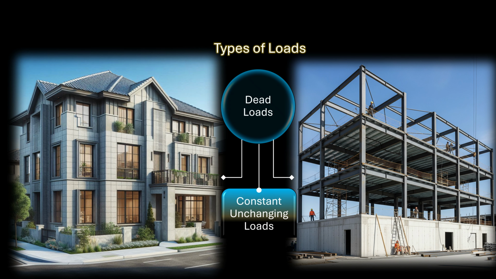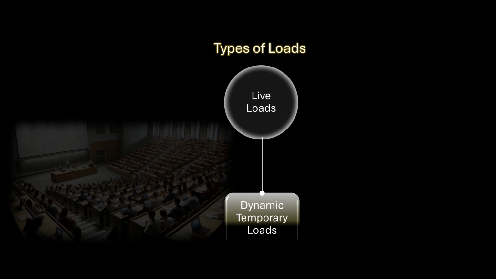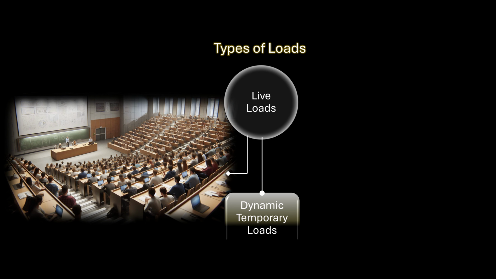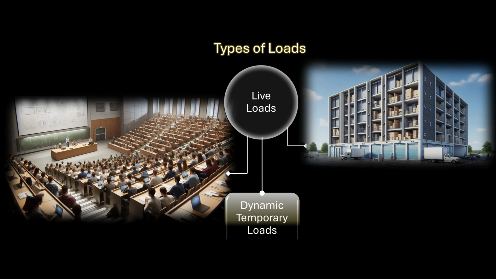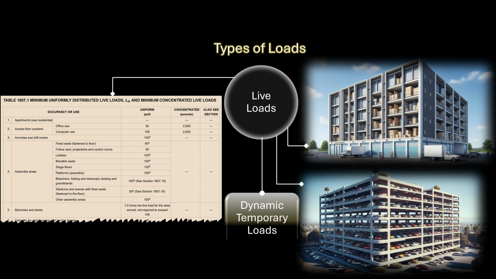In addition to dead loads, we have live loads, which are the dynamic, temporary loads from occupants, furniture, or vehicles. Live loads vary by building use. There are live loads due to direct human occupancy, such as a crowded lecture hall, or live loads due to movable items, as is the case in storage facilities or a parking garage full of cars. Live loads are typically provided prescriptively by the code. Building codes used in the United States provide specific values that account for live loads in different occupancies.